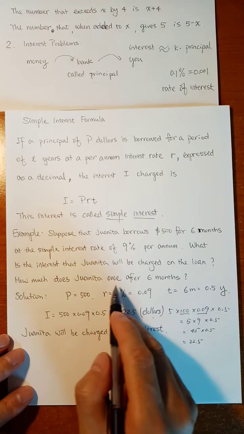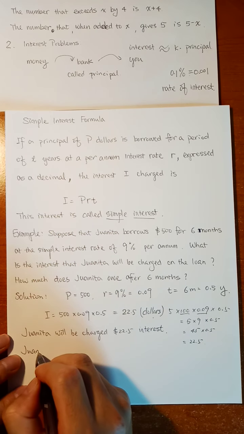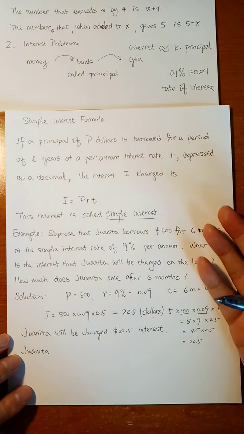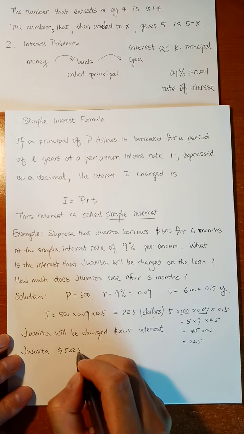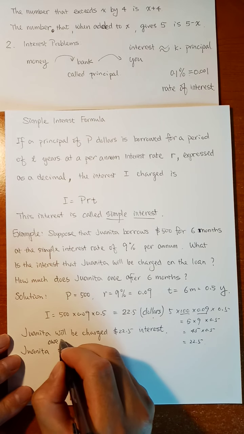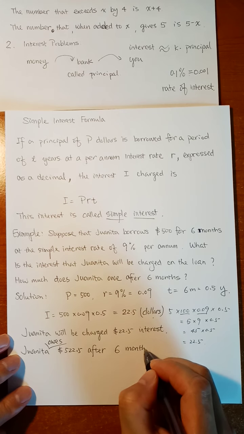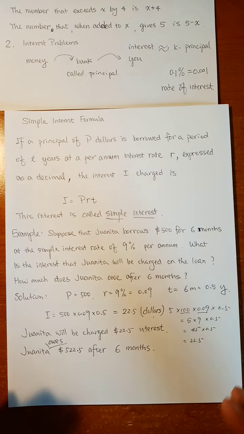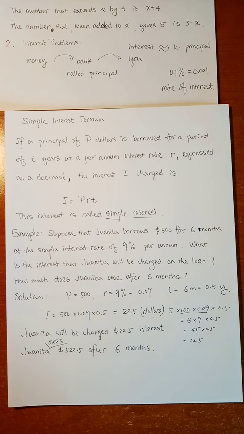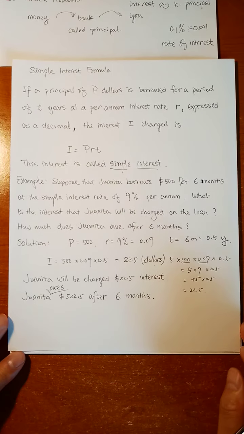And how much does Juanita owe after 6 months? After 6 months, Juanita has to pay back $500 plus interest. So it's $522.5 after 6 months, right? This means you have to include the principal together with the interest. Okay, so that's our first interest problem.